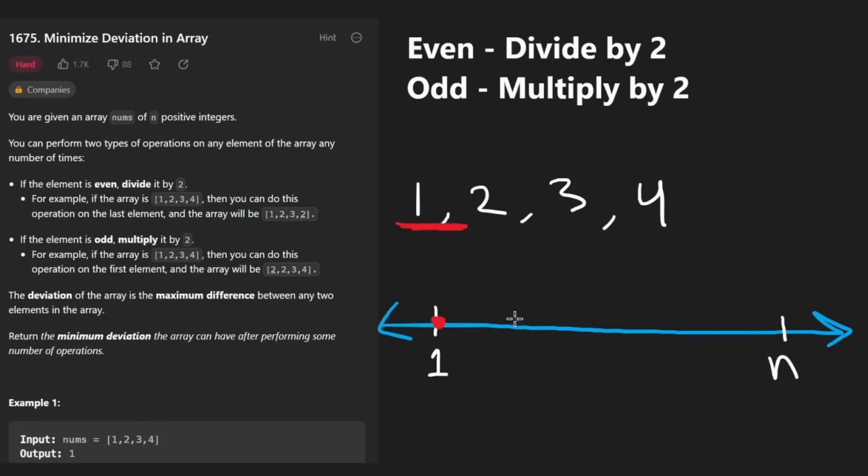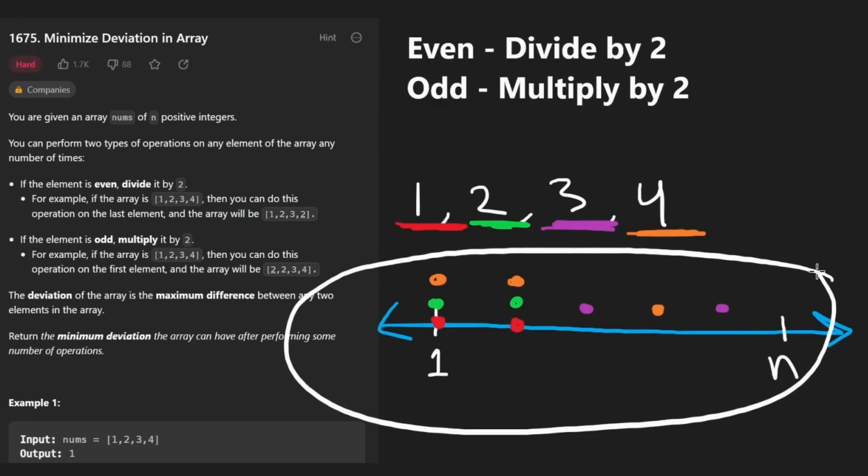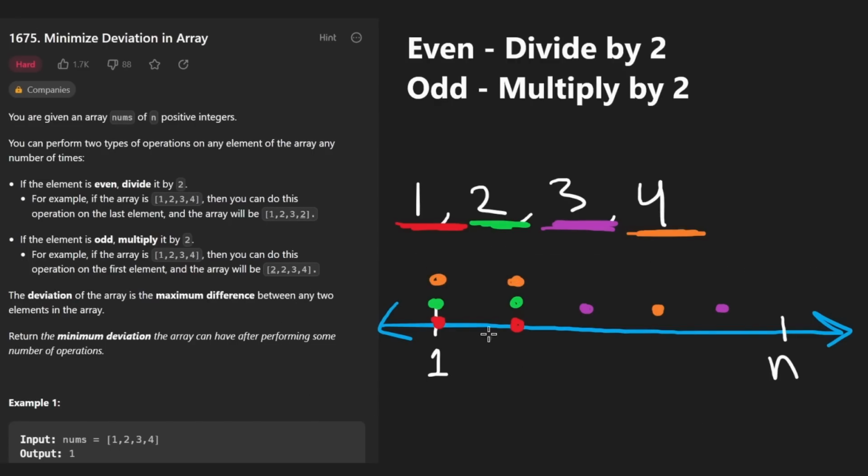This guy is going to have a range of possible values. In this case, it's 1 and 2. 2 is also going to have a range of values. It just happens to have the same range of values. 3 is also going to have a range of values. I believe it's going to be 3 and 6. 4 is going to have a range of values. I think it's 4, 2, and 1. So when we visualize it as a number line, it becomes a bit more simple.